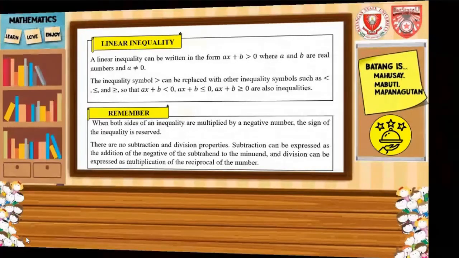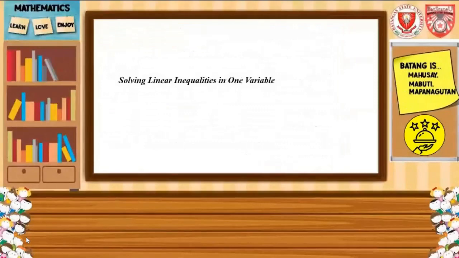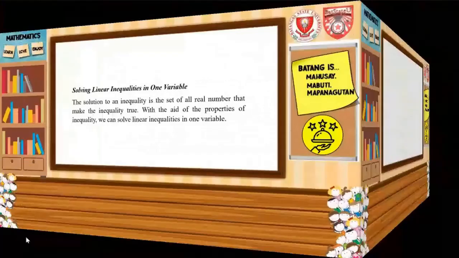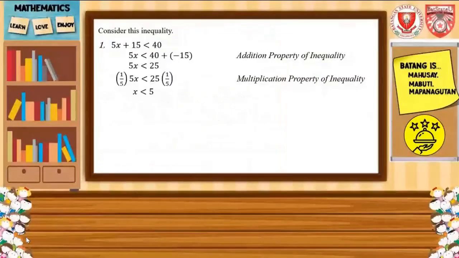So we have solving linear inequalities in one variable. The solution of an inequality is the set of real numbers that make the inequality true, with the aid of the properties of inequality. So we can solve linear inequalities in one variable. Let us consider the given example of a linear inequality.